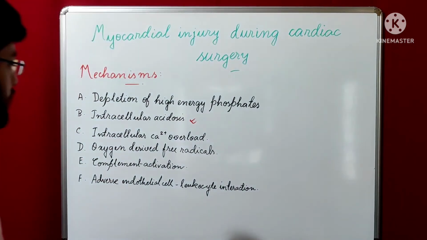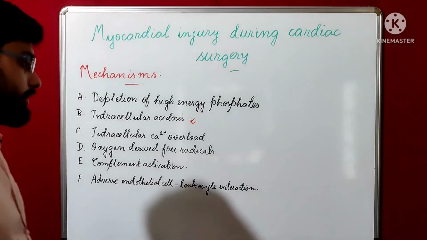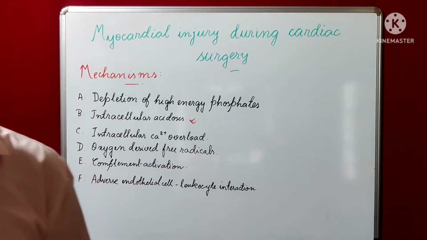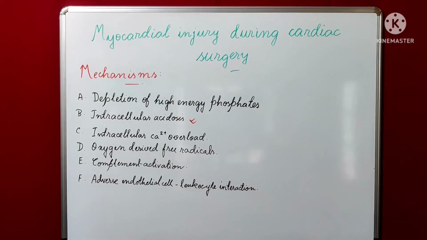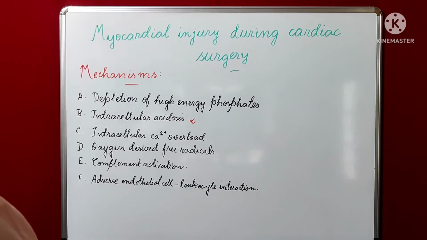Next mechanism is complement activation. Complement activation occurs as a part of generalized inflammation due to ischemia and reperfusion. Due to ischemia and reperfusion, the complement systems are activated, and not only the complement system, many more inflammatory components are generated, like prostaglandins and cytokines. These are activated, and with that neutrophils are also activated.